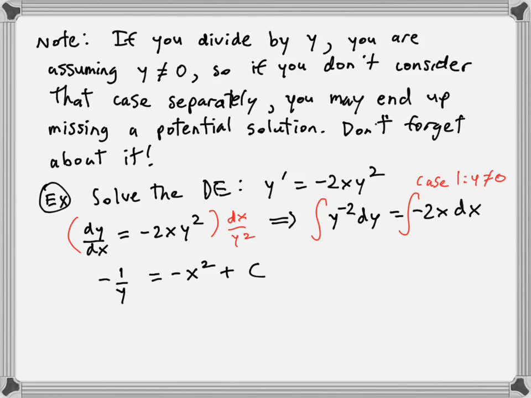Okay, so how would we write this as y equals something? Well, if you multiply both sides by negative 1, you get 1 over y is equal to x squared minus c. And then take the reciprocal of both sides, you get y of x is equal to 1 over x squared minus c. So this is our solution.